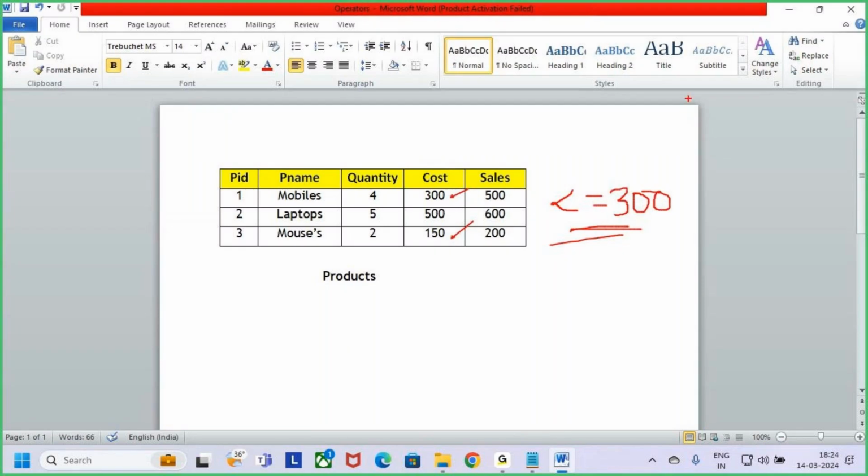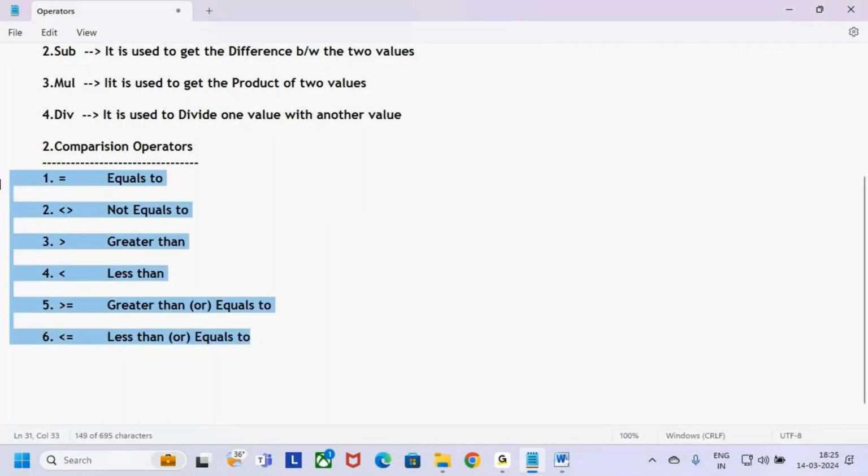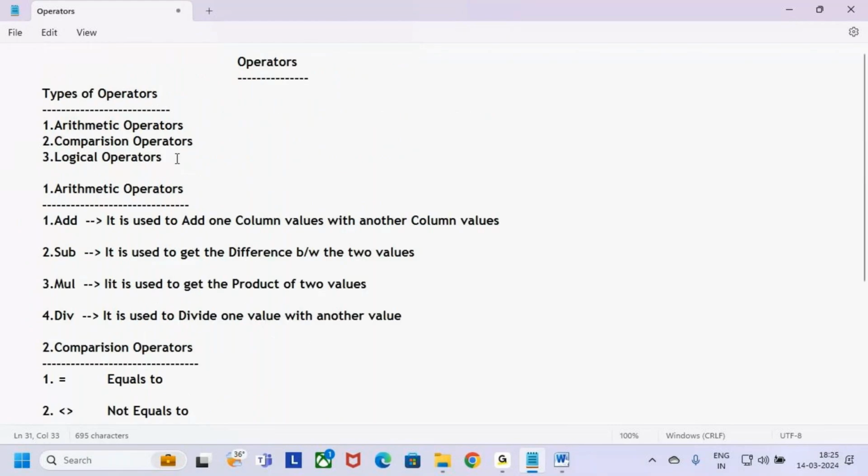So like this, whenever you want to compare the values under the columns, you need to use the comparison operators. What are the comparison operators? These are the different types of comparison operators. Already you know: equals to, not equals to, greater than, less than, greater than or equals to, and less than or equals to. And next, there is one more operator, that is what? Logical operators. Now, what is the functionality of these logical operators?